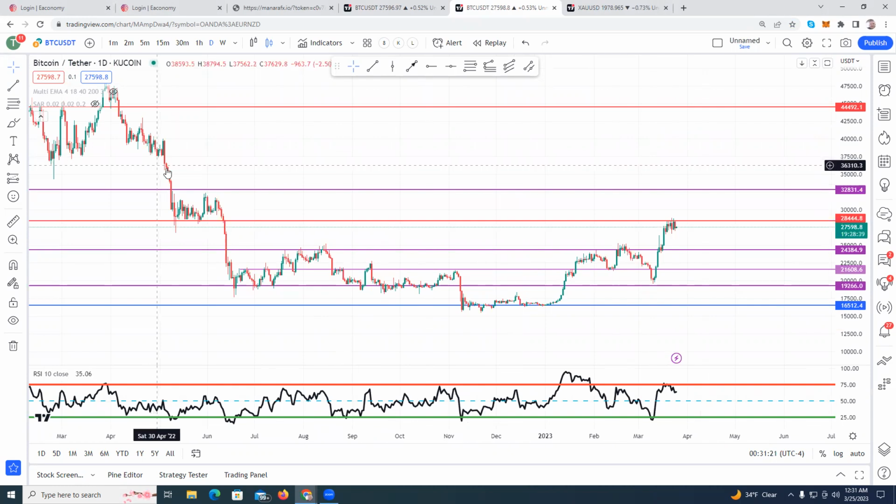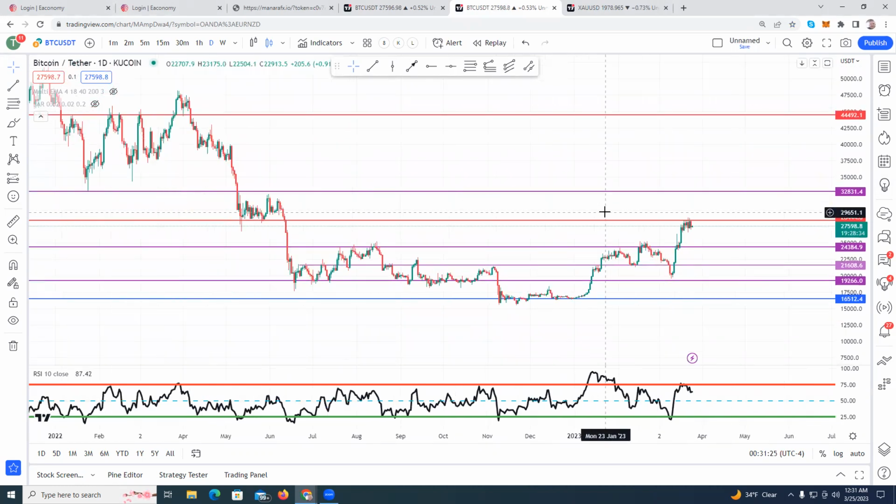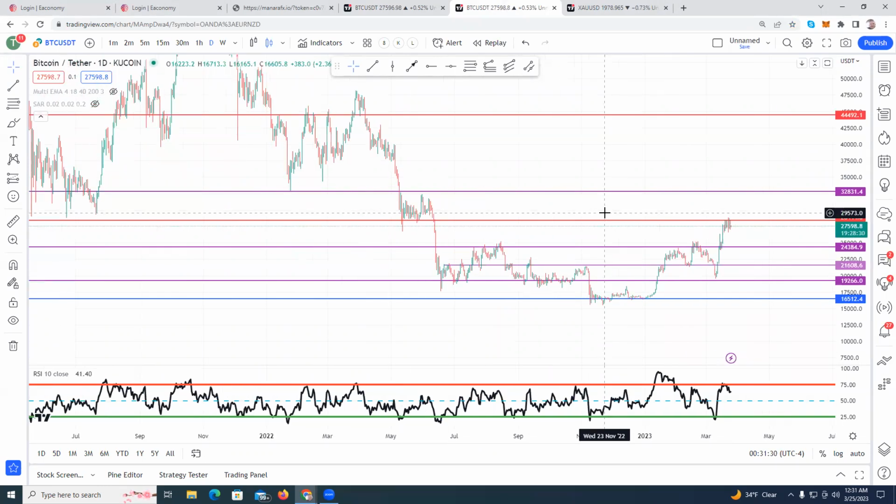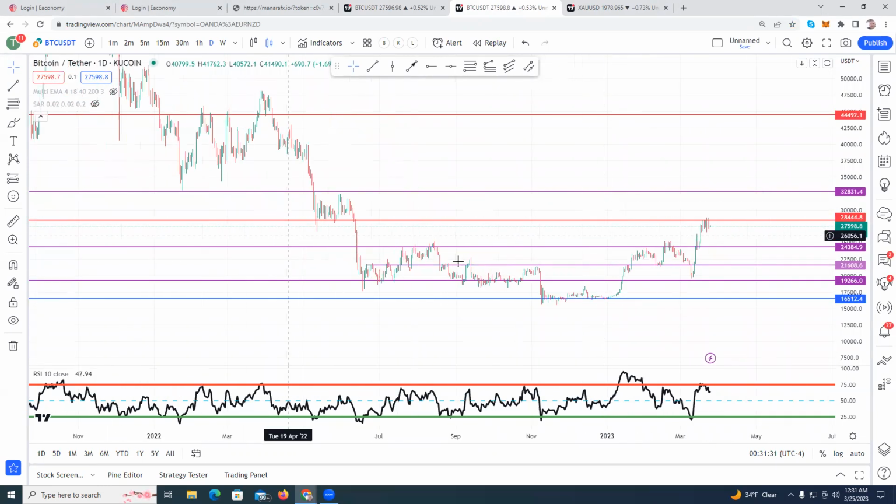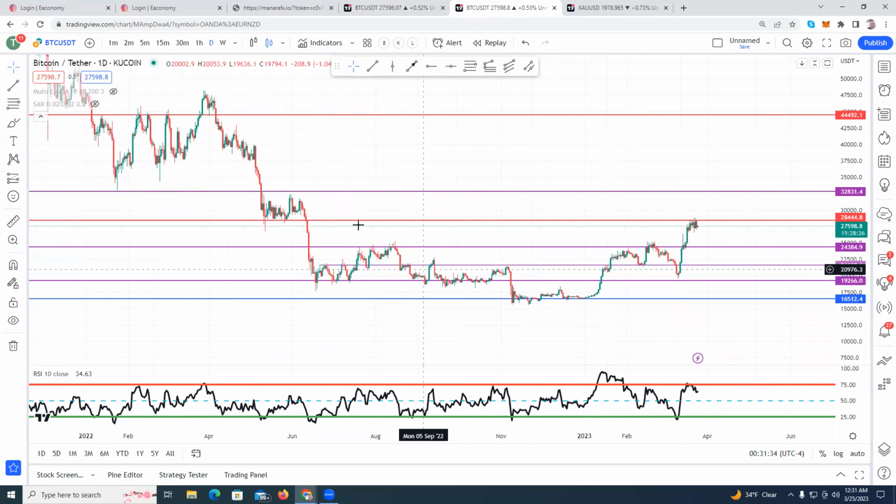So top-down analysis, we're going to start at the daily. We want to see what's going on, where price action is, where it's been, where it's coming from, and where it could potentially go, right? So I've already marked up some areas of importance where we have our ultimate daily resistance up top here at the 44,500 area, 45,000 range. We're currently sitting at a significant resistance at around 28,500.